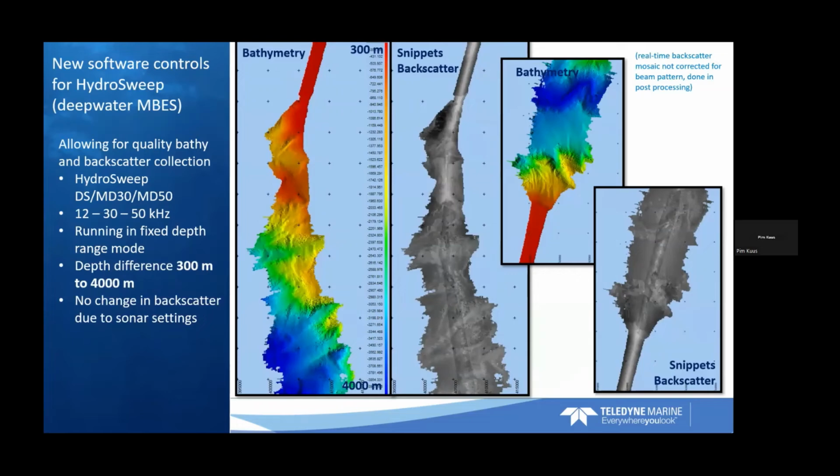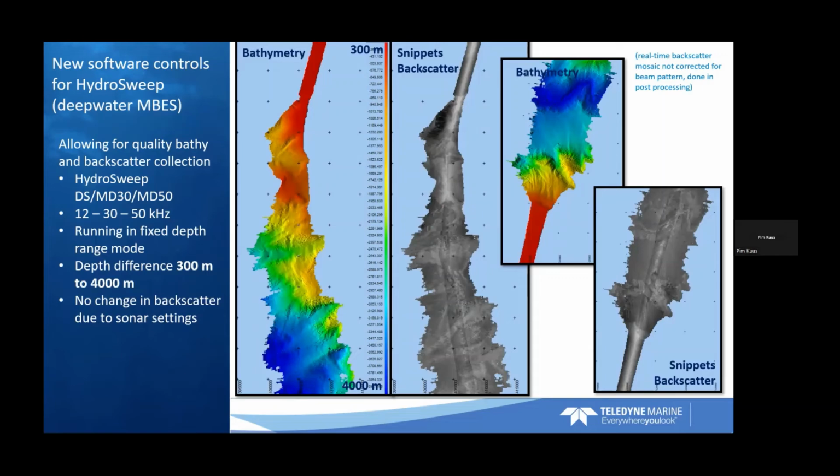We have essentially two different modes. We have an automated mode, which is ideal from a bathymetry point of view, where you want good resolution and wide coverage, but it's not ideal for your backscatter. So we have a different mode you can use based on fixed depth range. It uses the right settings so that your backscatter doesn't change all the time.